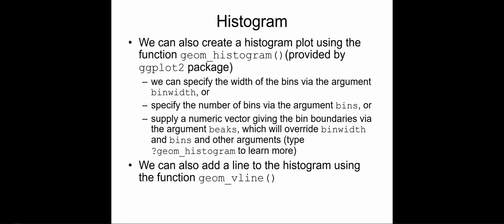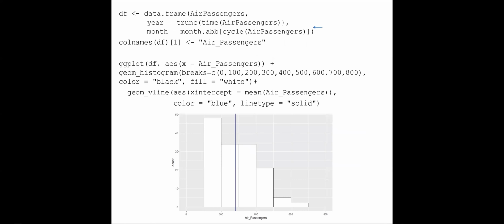Okay, and now we can also add a line to the histogram. Specifically here, what we're going to talk about is a vertical line. For example, I have a histogram plotted and I want to know where the mean is. I want to plot a vertical line for its mean. So I can specify geom_vline at the mean of the data, and it would do that.